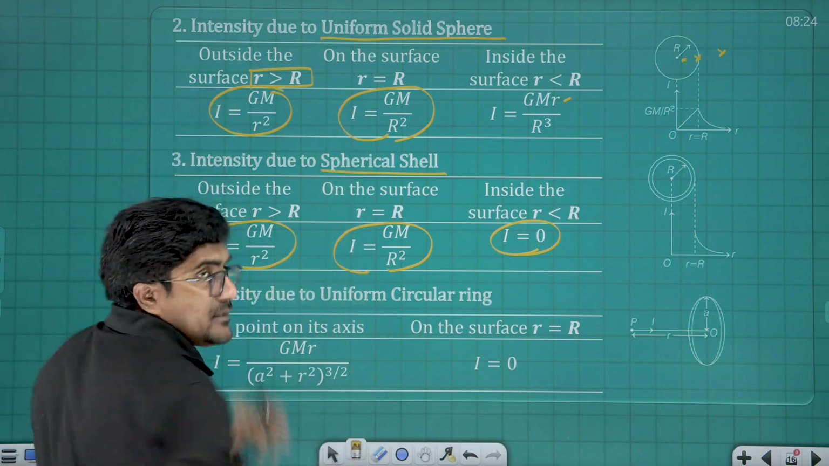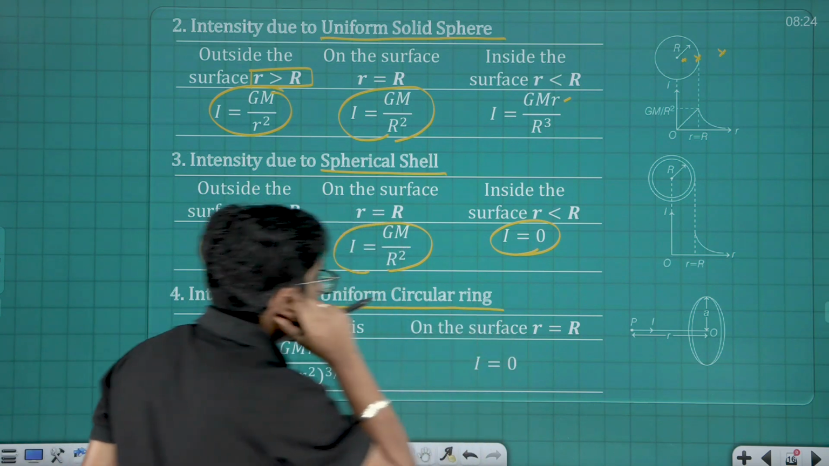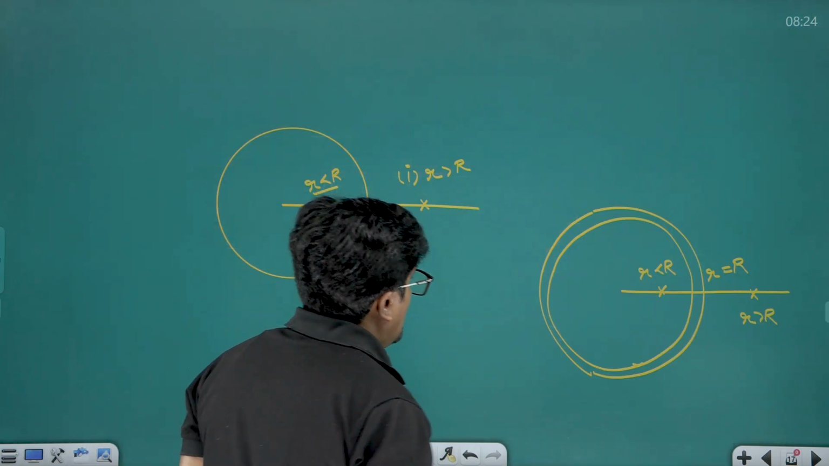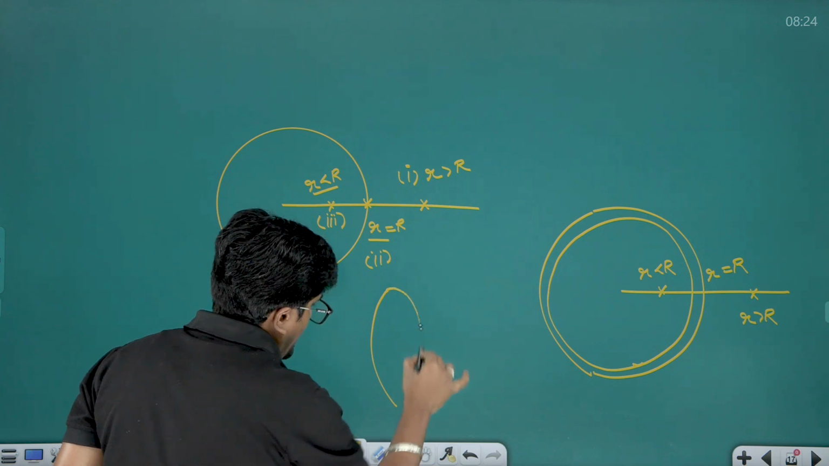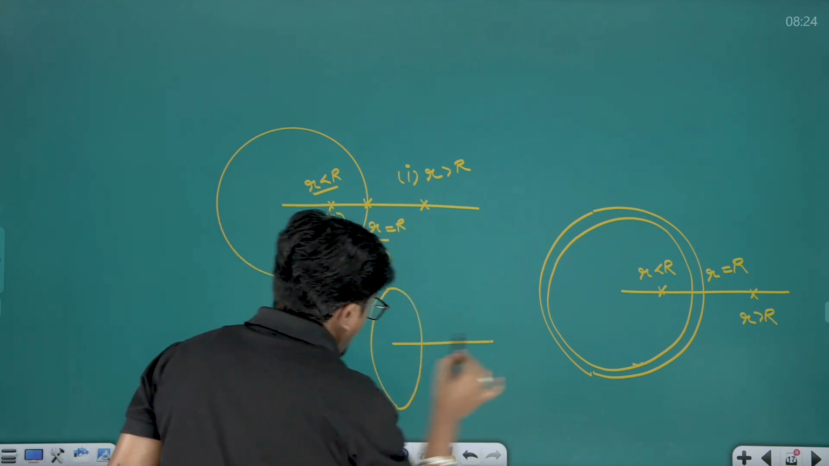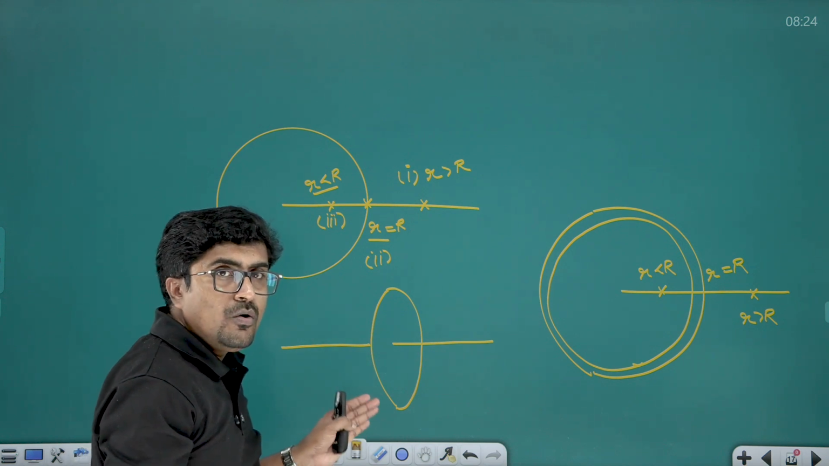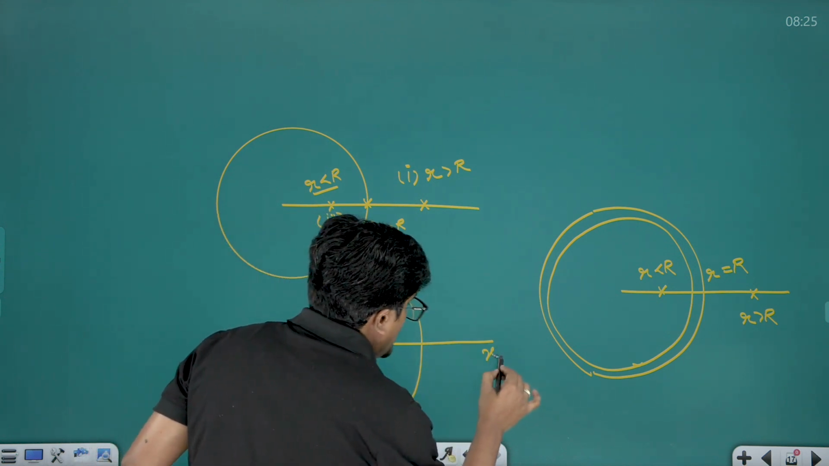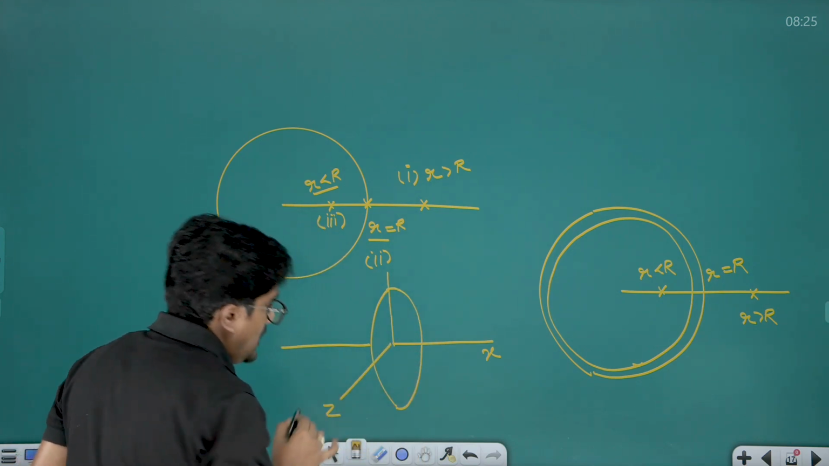So you can compare the thing. And the next one is due to uniform circular ring. Okay, so here you must understand uniform circular ring means the case is something like this. This is the ring what I am considering, and this is the axis of the ring. Okay, so the ring is kept on y z plane, and here this is x axis, here this is y axis, and here this is z axis.